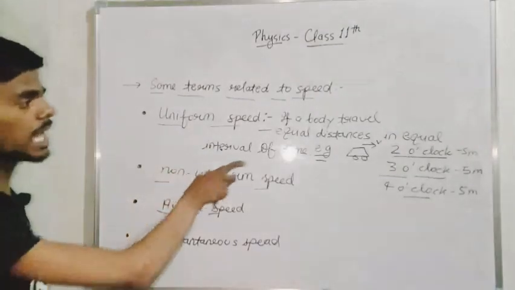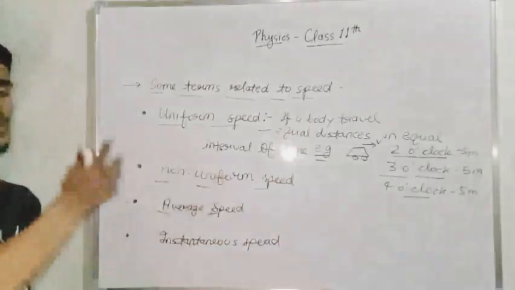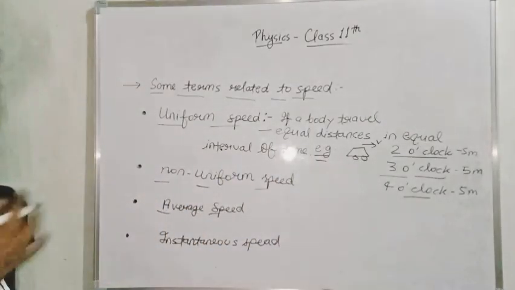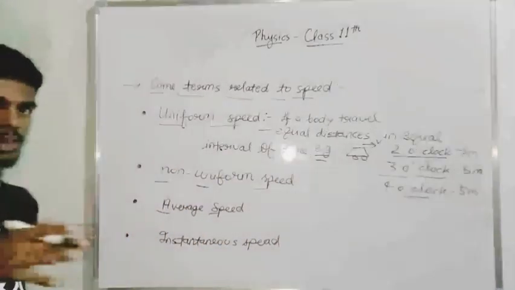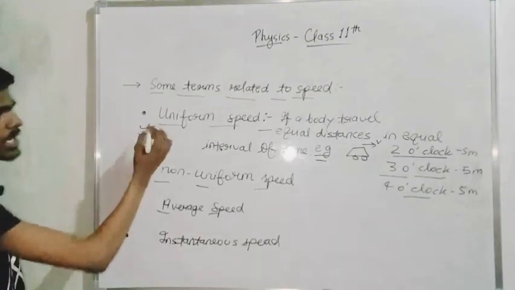So it is clear here with the help of this example, as well as there are various examples that you will become familiar with through the questions that we will solve. So here it is clear what uniform speed is.